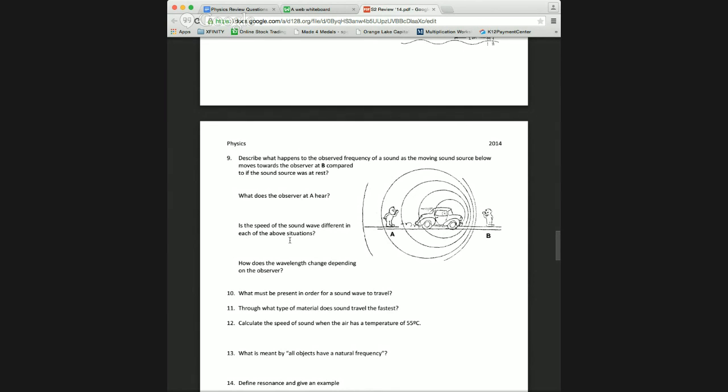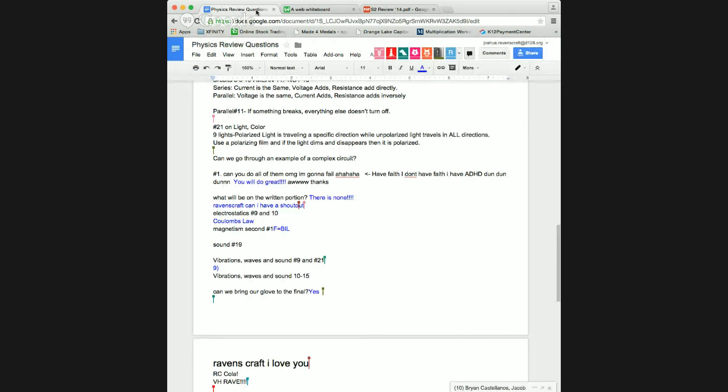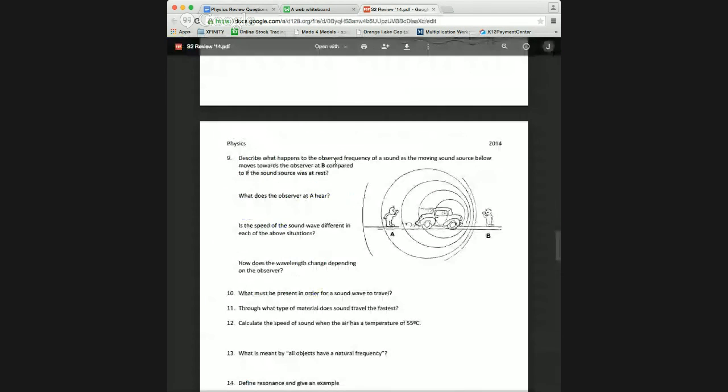The speed of the sound is not different. Moving doesn't change the speed of the sound wave, right? And then I answered the rest of 9. How does the wavelength change? Again, the wavelength is shorter. As you can see, the distances between the wave fronts here on the right, it's longer at point A on the left. Okay.